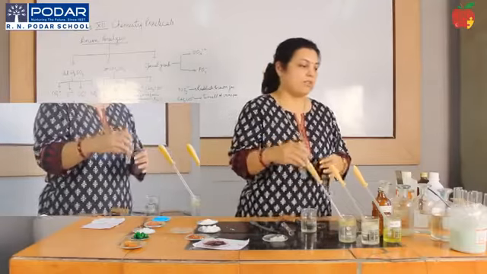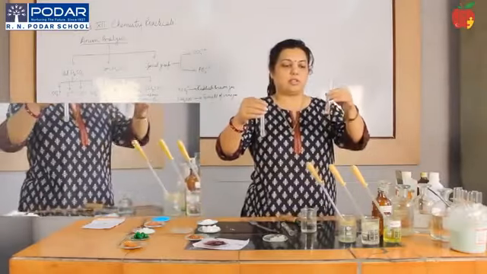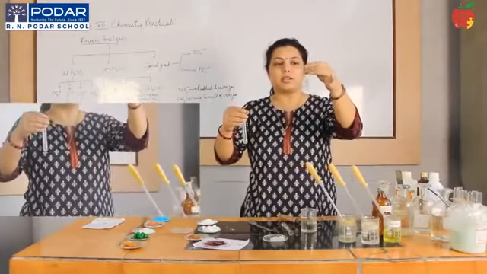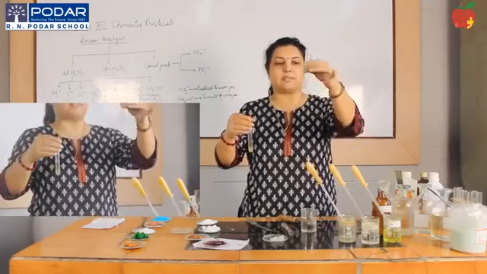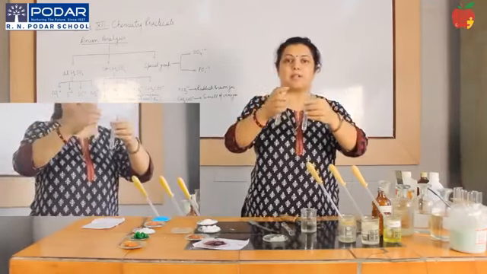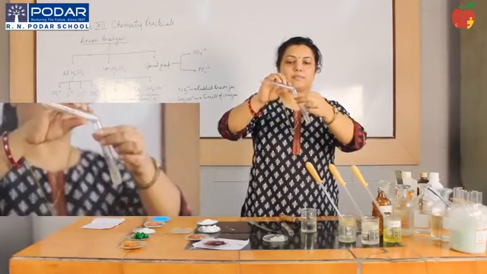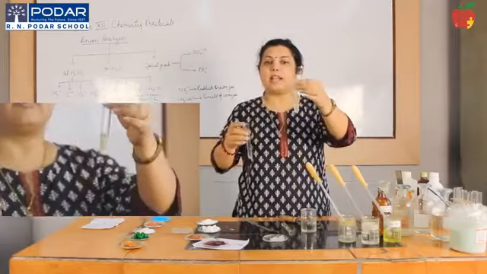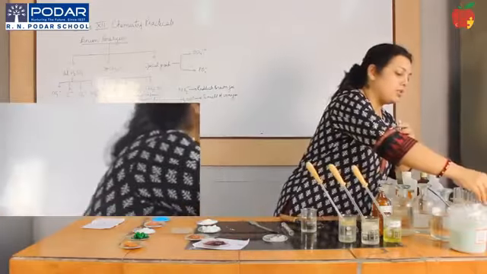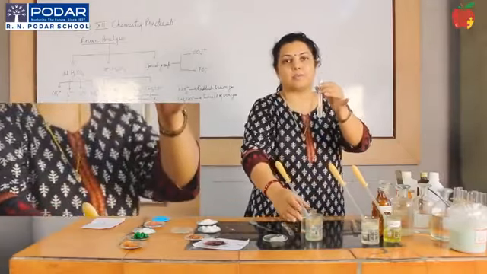Now to this, what we will add is a freshly prepared ferrous sulfate solution. Ensure that the complete salt has dissolved, otherwise we'll have to filter it. So more or less it is soluble. I am adding freshly prepared ferrous sulfate solution to it. After adding the ferrous sulfate solution, you will add concentrated sulfuric acid by the side of the test tube.